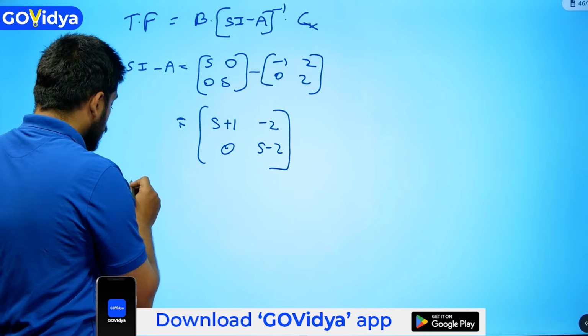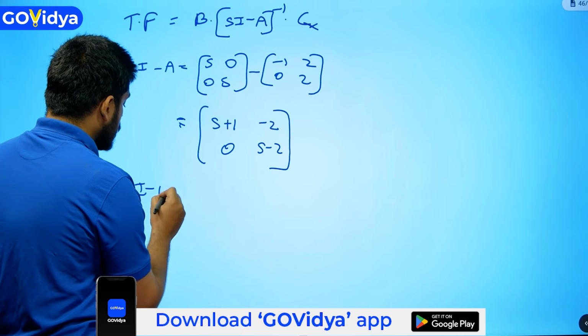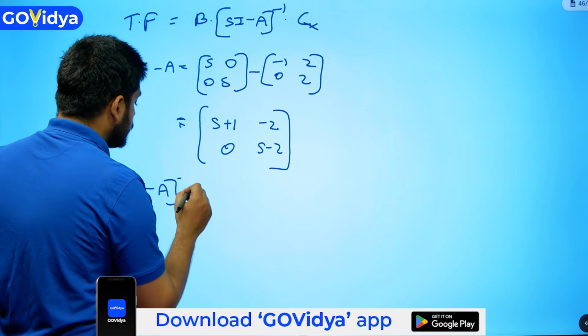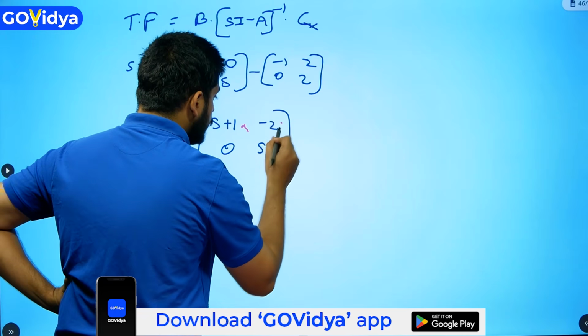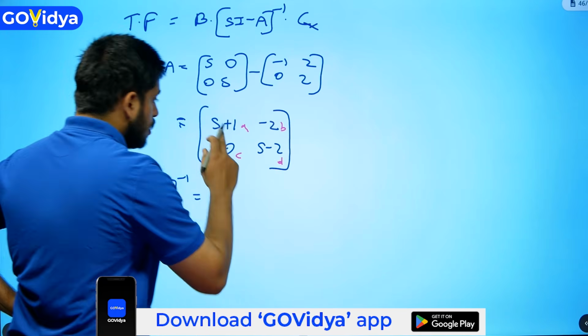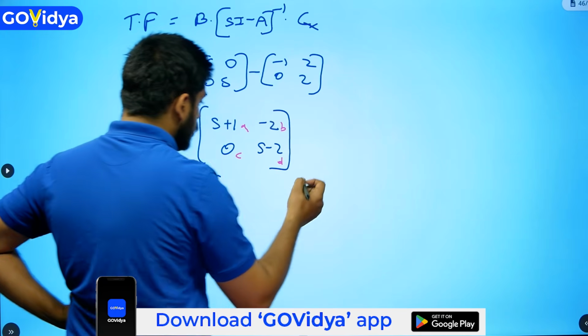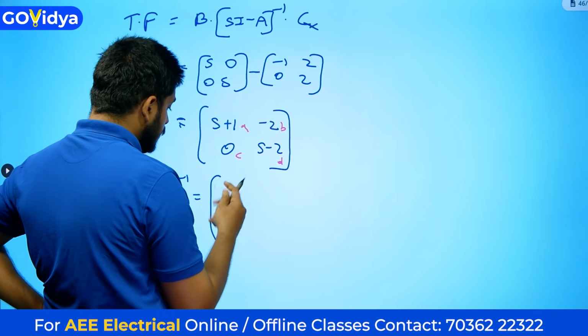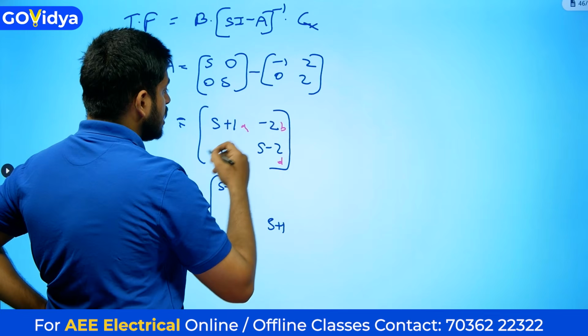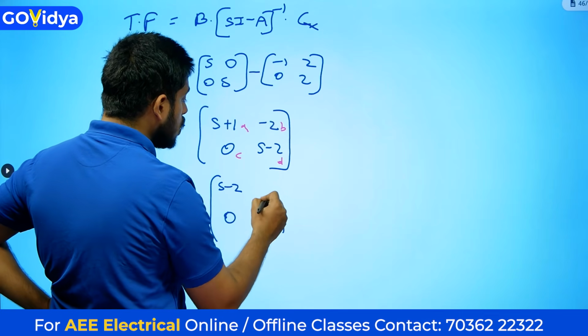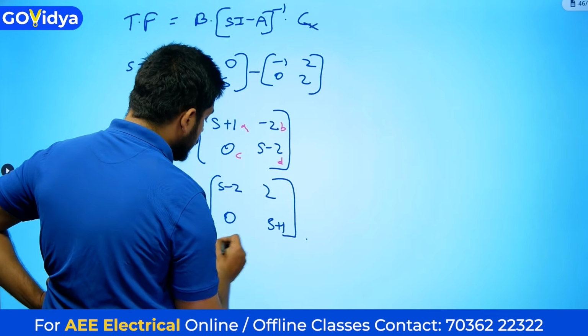That is SI minus A. Now let us find SI minus A whole inverse, which is nothing but, for A, B, C, D, these two diagonal elements are exchanged in their places. So we will get D, B, C, A, which is S minus 2, S plus 1, and the other two are multiplied by minus, so we will get 0 and 2 here, whole divided by the determinant.